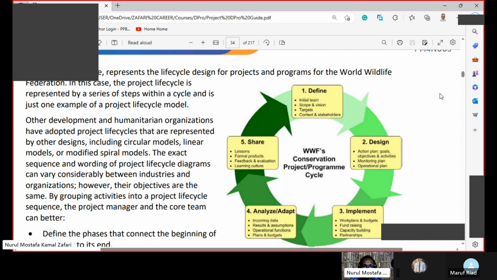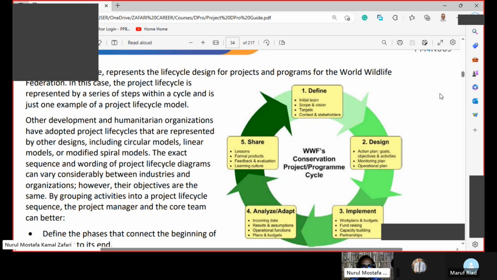Now, let us read from the very beginning of the text. There is a box. We'll discuss the box in short later. Let me read from the very first word of this portion of the DPro guide. So let us look at figure 9 and let us read. For example, it represents the life cycle design for projects and programs for the World Wildlife Federation.